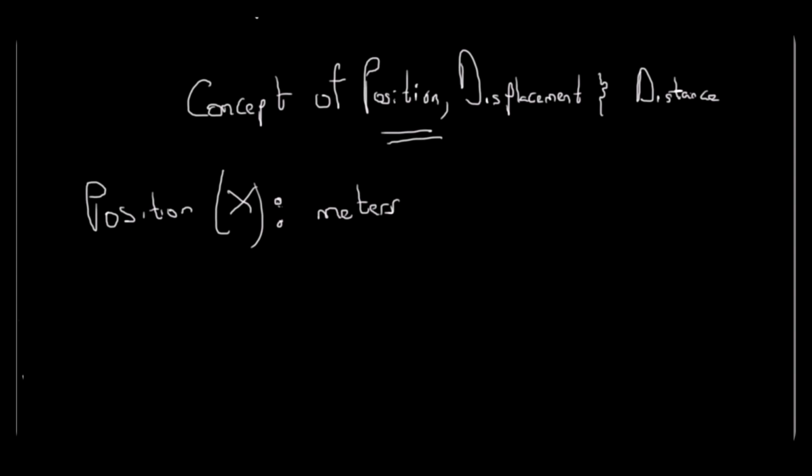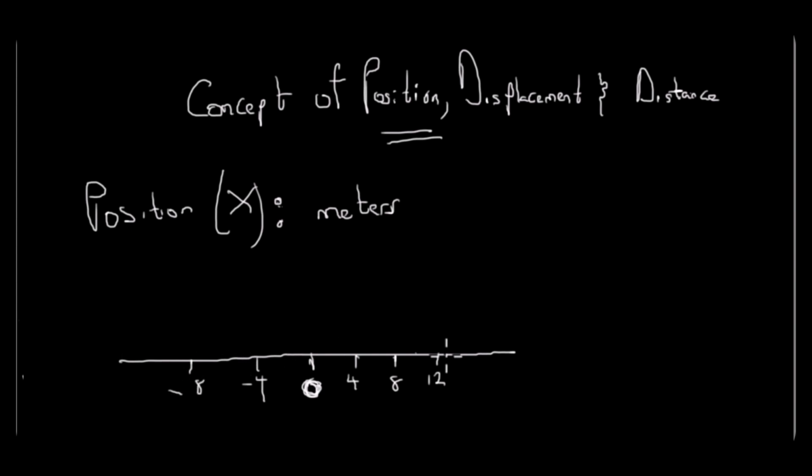In an attempt to talk about position, we refer to a reference point. So let's say we have a number line that looks like this. This is point 0, this is point 4, this is point 8, and this is 12. This is minus 4, this is minus 8. And my scale is in meters.